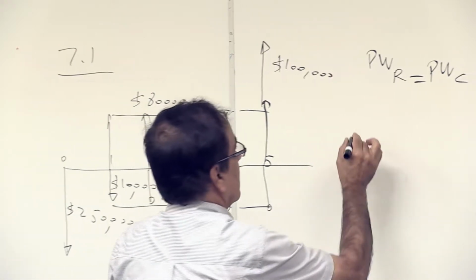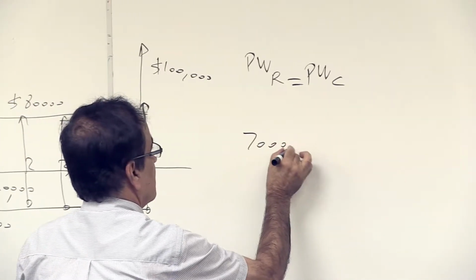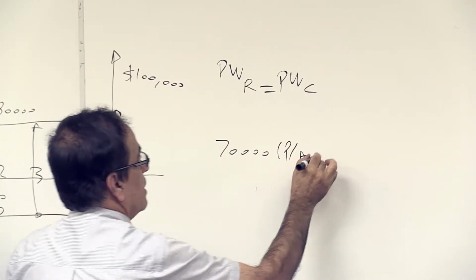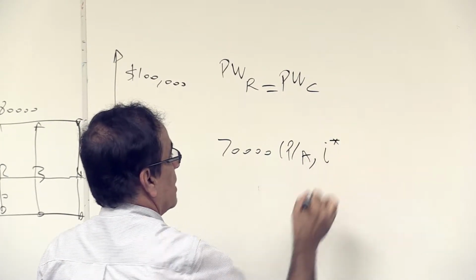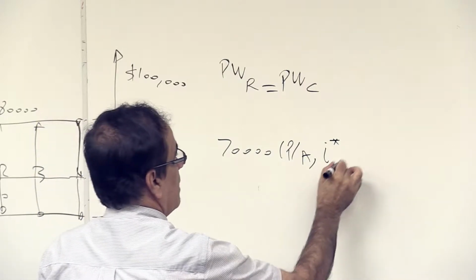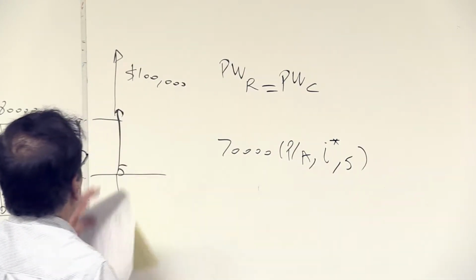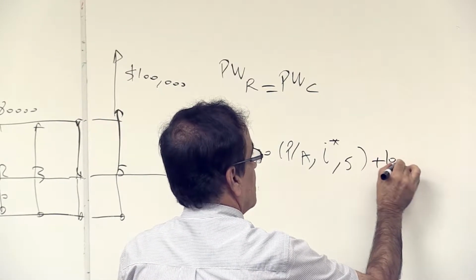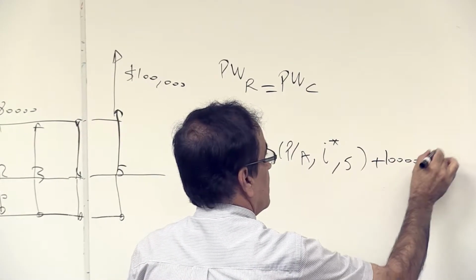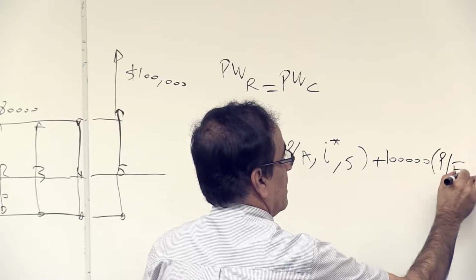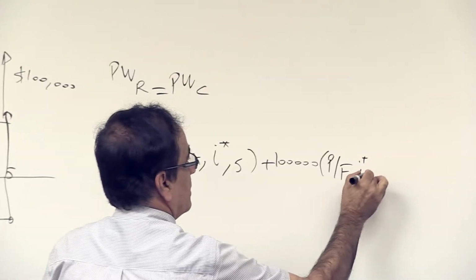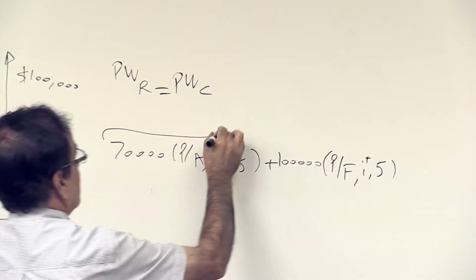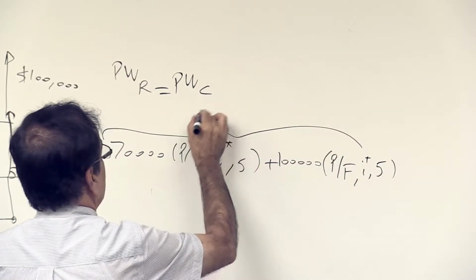So we're going to have $70,000 times P given A, the present worth of uniform payment. I is unknown because it's I star, which is your rate of return, and 5 periods. Then we have the salvage value, which is 100,000 times P given F, I star, and 5 periods. So that's basically the present worth of revenue.